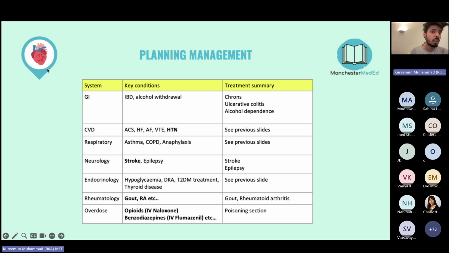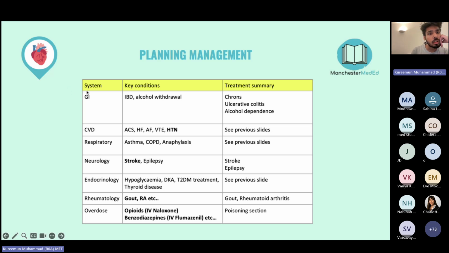Many of them we have covered, like ACS, and alcohol withdrawal we've briefly touched on. So ACS, heart failure, AF, VTE, hypertension, and the emergencies we've touched on: asthma, COPD, anaphylaxis. Just have a look at stroke and epilepsy. We've touched on status epilepticus. Hypoglycemia we've seen, DKA we've talked about the fixed rate.